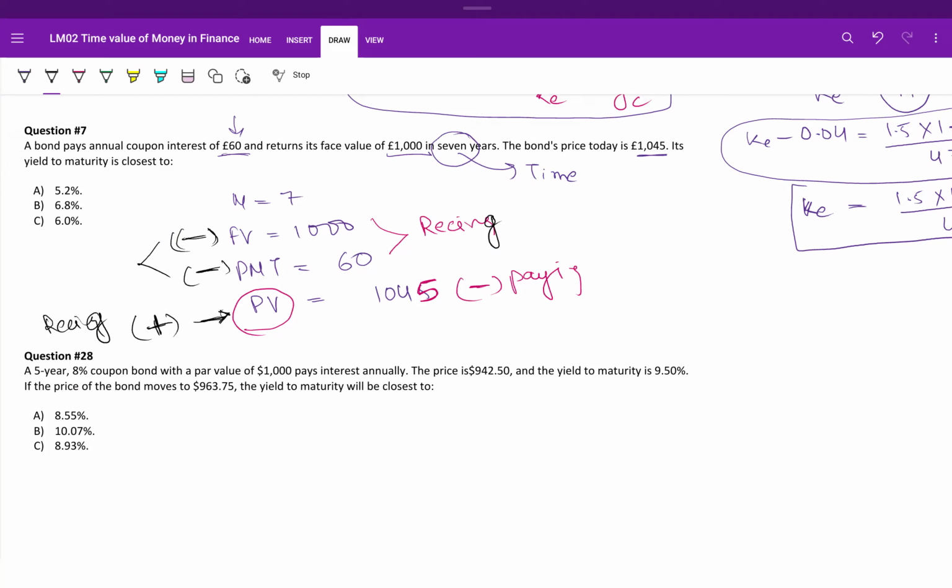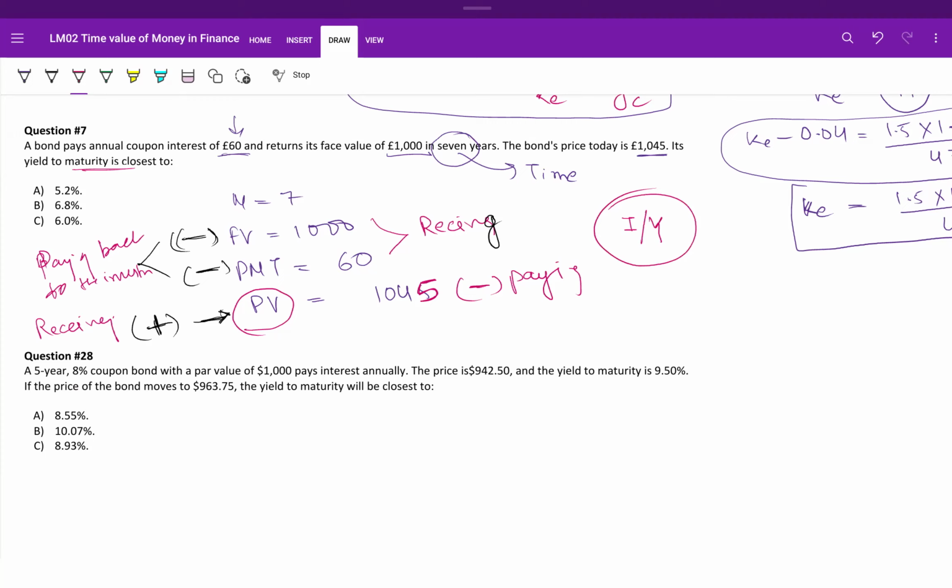Receiving, okay, let me just fix the spelling. And here you are actually paying back to the investor. So once you plug in all these numbers, you will calculate its yield to maturity. It's I/Y. You need to calculate its I/Y.